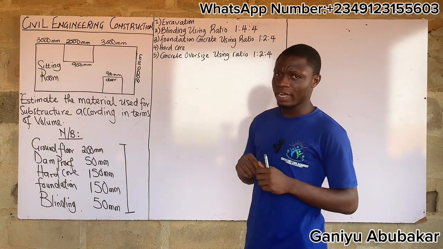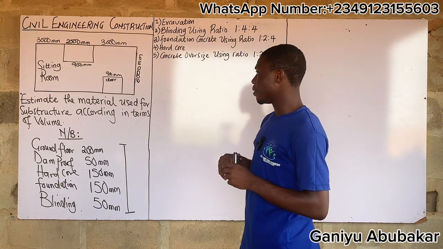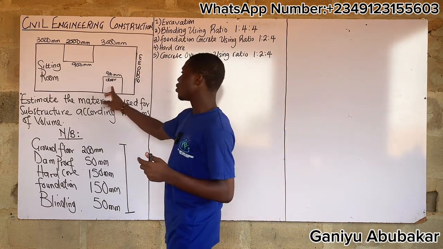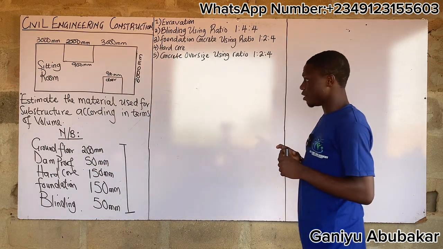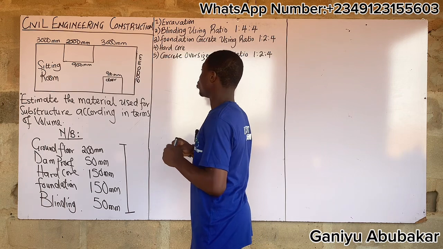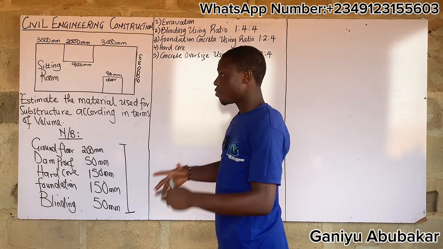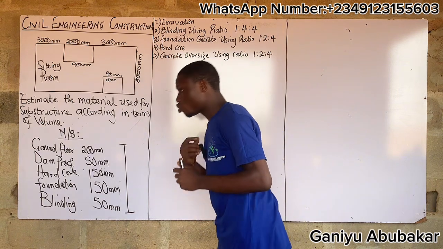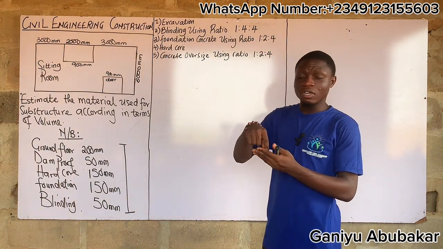This is the plan of the site, right? Where I have my sitting room and my other parts, perhaps I can choose to call this one a toilet and this a kitchen if you want to. Basically, this is a plan here. For this plan, I'm told to calculate the required material for the substructure. When I say substructure, I mean from the ground, right?